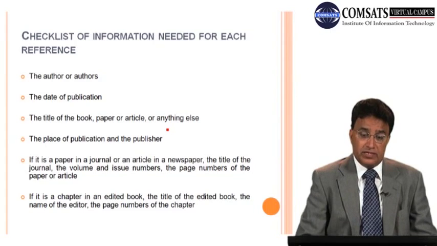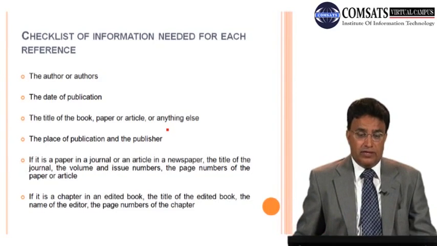If it is a paper in a journal or an article in a newspaper, the title of the journal, the volume and issue numbers, and the page numbers of the paper or article. If it is a chapter in an edited book, the title of the edited book, the name of the editor, and the page numbers of the chapter. That would be the full information.